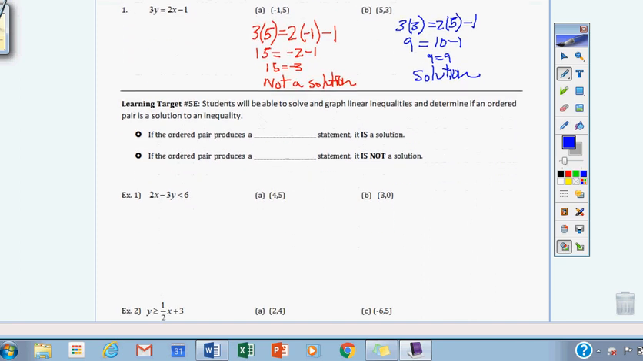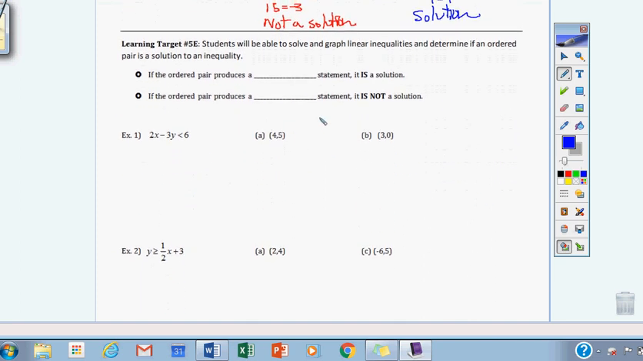So remember, the learning target is going to be solve and graph linear inequalities, okay? Inequalities means there's going to be some shading, okay? Like less than or equal to. If the ordered pair produces a true statement, then it is a solution. Don't forget that. If the ordered pair produces a false statement, then it is not a solution. So the first ones are pretty straightforward.